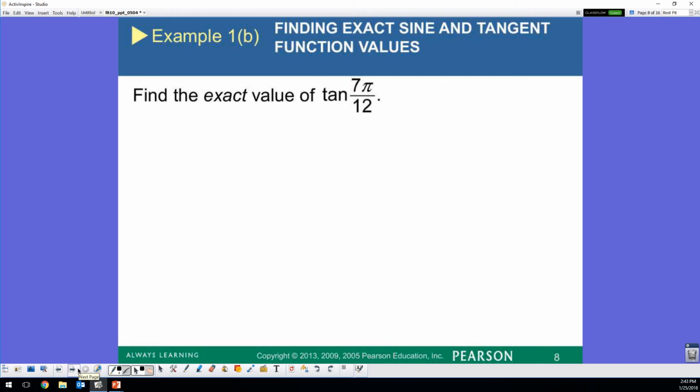Now, being a tangent problem, we've done this so many times that I really think at this current moment in time, you should know the degree measure for 7 pi over 12. What is it? 105, right? We've done it a lot. It pops up a bunch in the homework. So this is 105, so we're going to convert it to degrees first. So we're going to say tan 105. All right? It means the same thing.